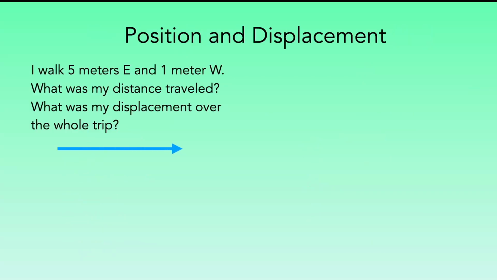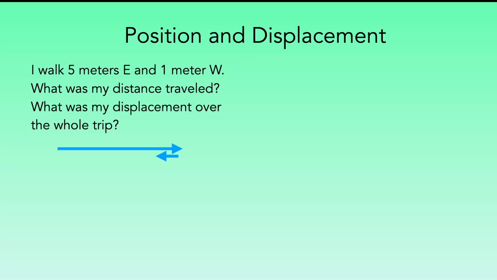I walked 5 meters east and 1 meter west. What was my distance traveled? Well, my total distance, I walked 5 meters and then another meter. That's 6 meters. What is my displacement? Well, there we've got to really think about the vectors. I moved 5 to the east and 1 west.